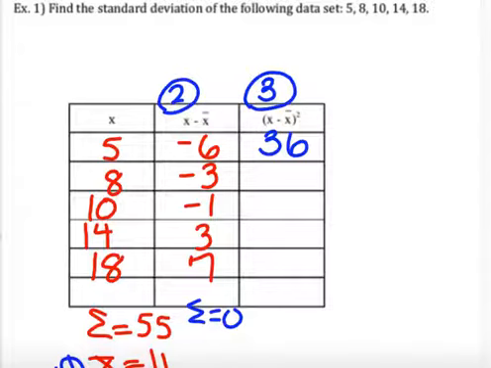Negative 3 times negative 3, 9. Negative 1 times negative 1, 1. 3 times 3, 9. 7 times 7. Okay. So step 3 is to square all of those numbers.